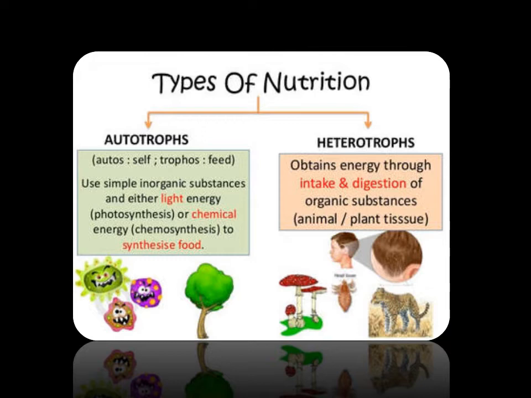Now autotroph, self-nourishment or self-feed, that is organisms which prepare their own food, are called autotrophs. Example, plants. Heterotrophs, other nourishment or other feed, are organisms which take their food from other organisms. Example, animals including humans, and some species of plants which we will study later in this video.